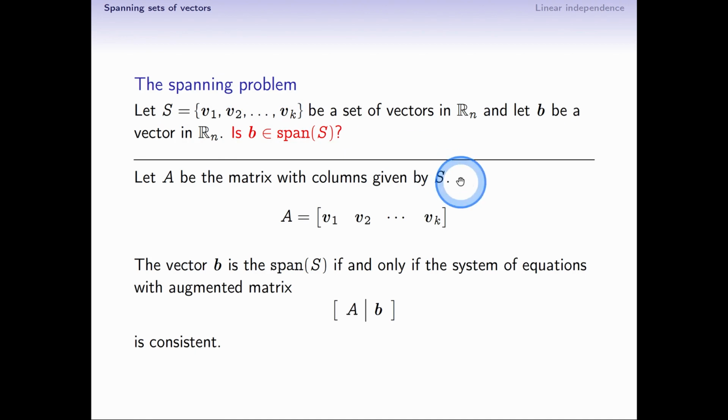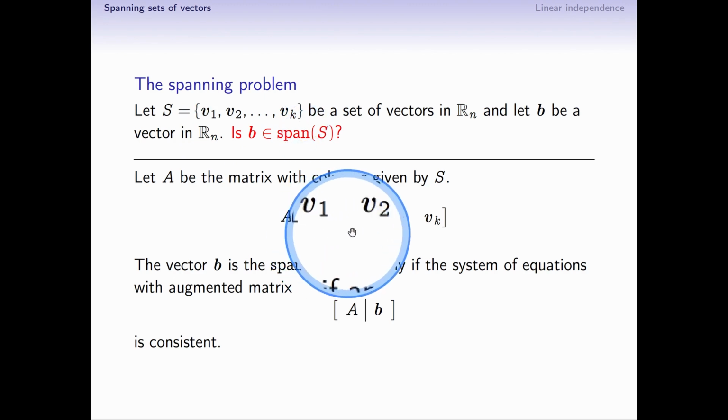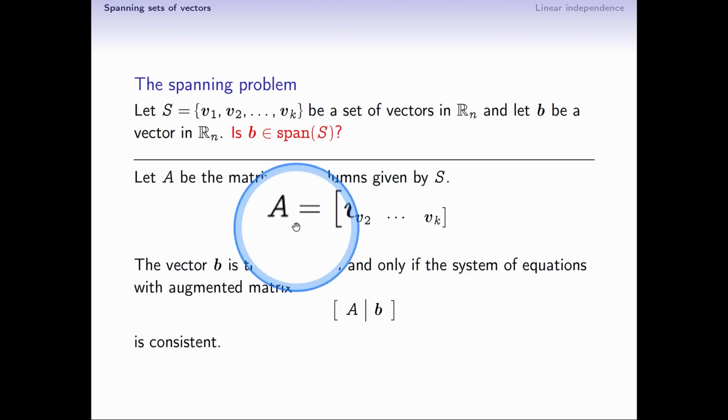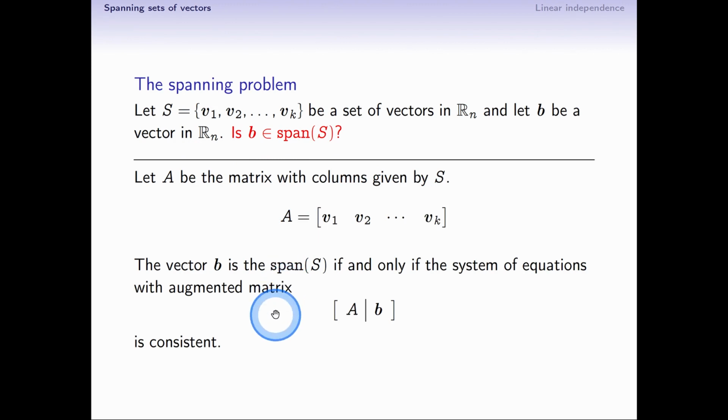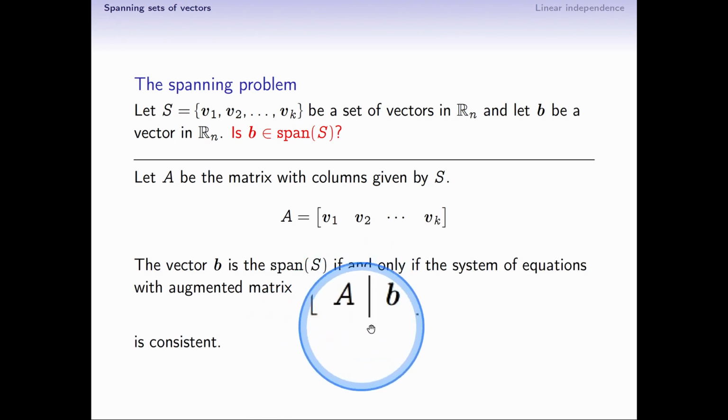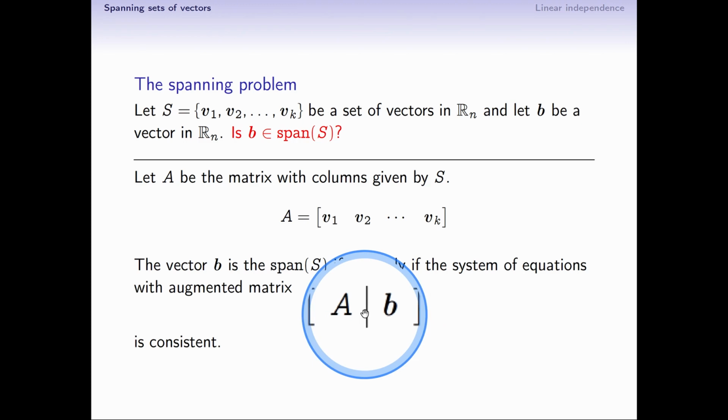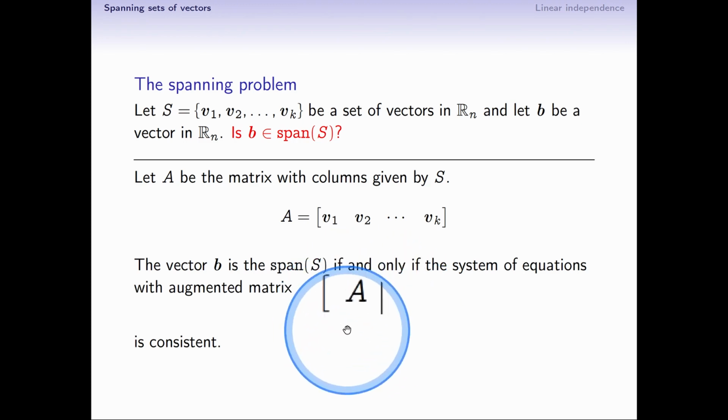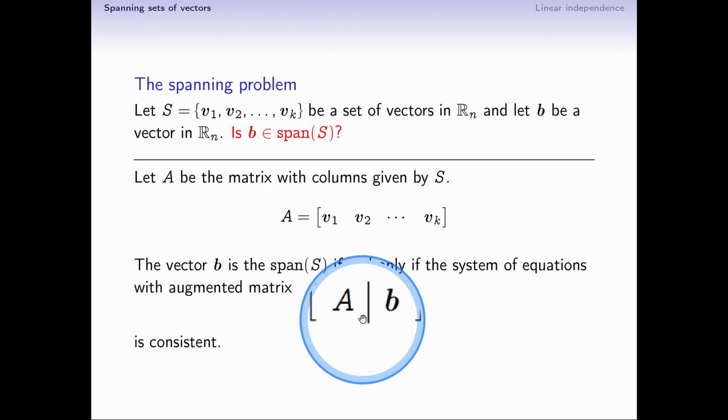Now, what the work in our last two problems has shown us is that we can answer the question by doing the following things. We can take the vectors v1 through vk and make them the columns of a matrix, let's call it A. The vector b is in the span of S if and only if the system of equations with this augmented matrix, A paired up with the column b, is consistent. In other words, once we've produced this system, we can check to see whether it's consistent or not by looking at its reduced row echelon form.